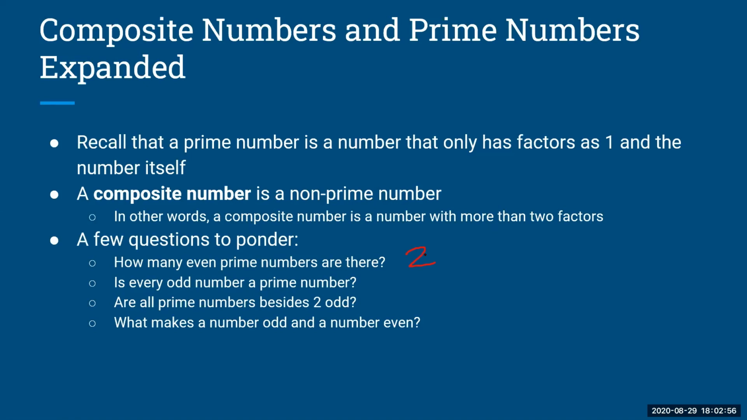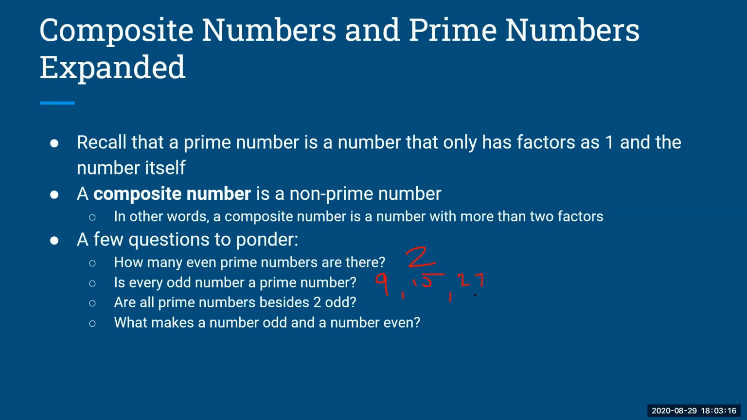Now, is every odd number a prime number? Well, obviously not, because there are numbers like 9, numbers like 15, 27, 21. Those are odd but not prime. And all prime numbers besides 2 are odd. Think about that.